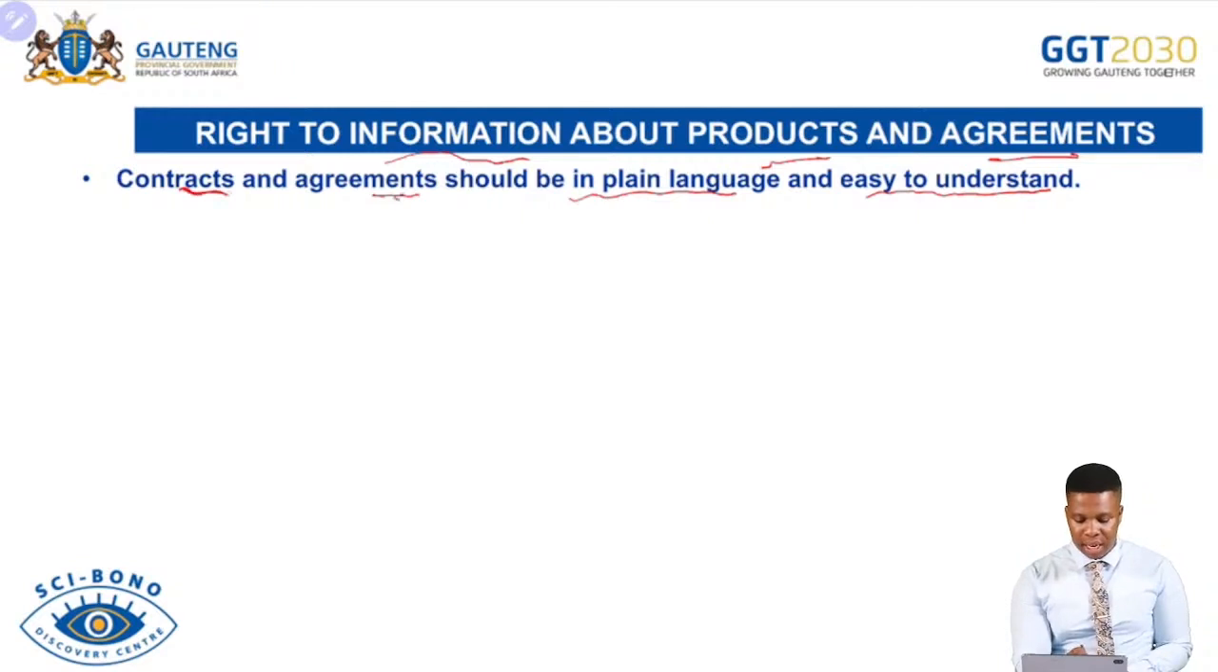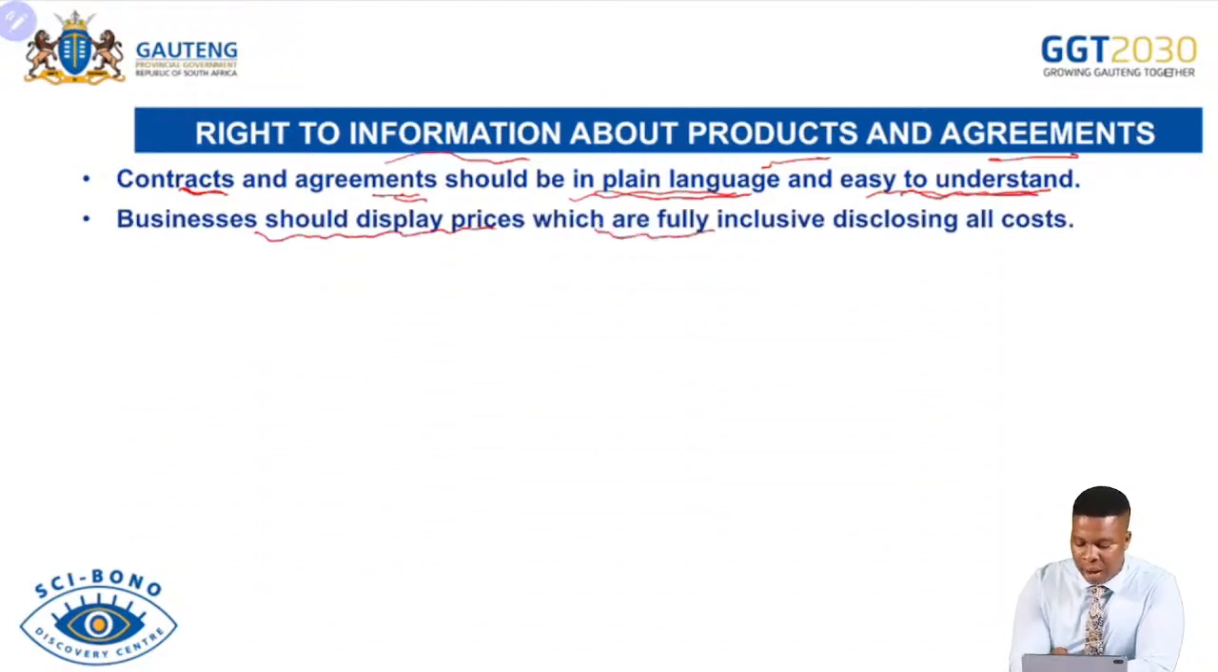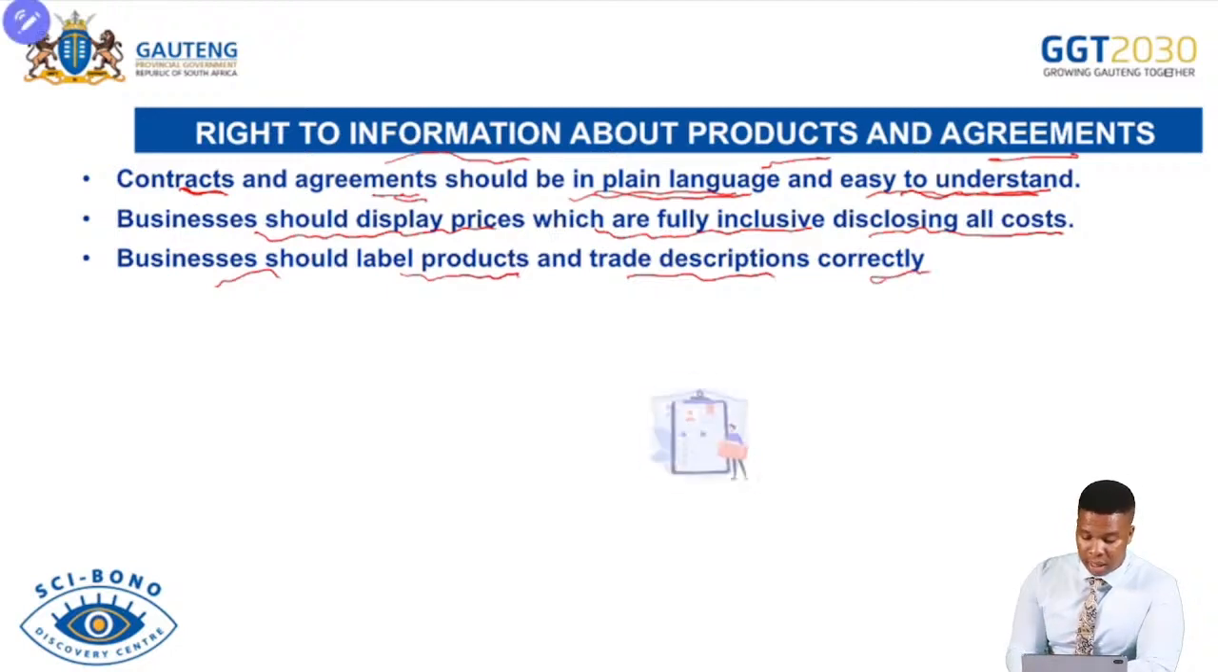So contracts and agreements should be in plain and easy to understand language. Furthermore, businesses should display prices which are fully inclusive, disclosing all the costs in a case of buying on credit. However, when it comes to consumers who buy on cash or buy little items, businesses should label products and trade descriptions correctly, and also provide information about the ingredients that are on the product.